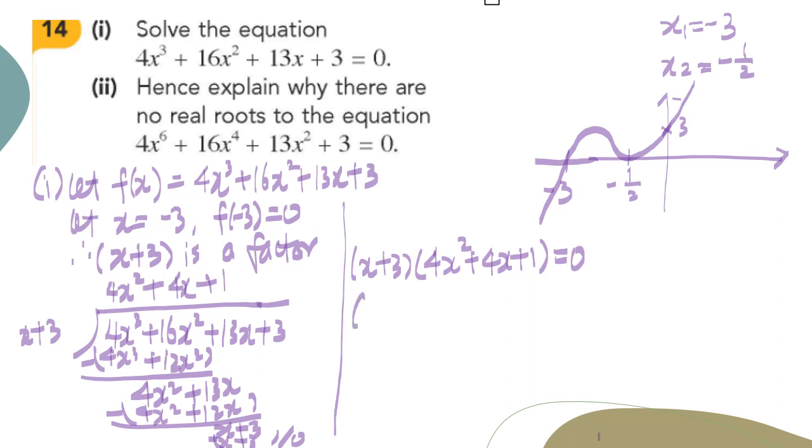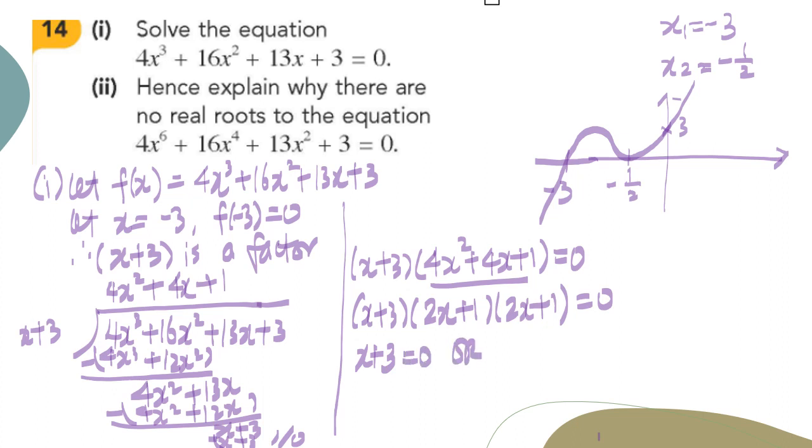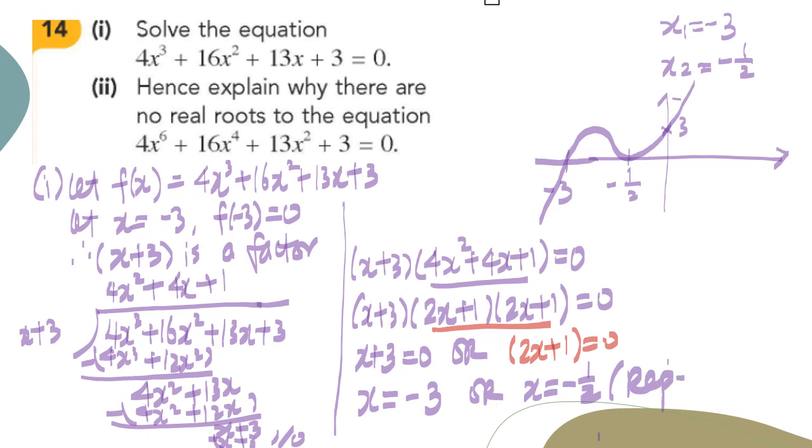From here, we can try to factorize 4x squared plus 4x plus 1 into (2x plus 1)(2x plus 1). And we can apply the zero product rule, which will give us x plus 3 equals 0. You can see that 2x plus 1 is a repeated root. So your answers are x equals negative 3, or x equals negative half, and x equals negative half is actually a repeated root.